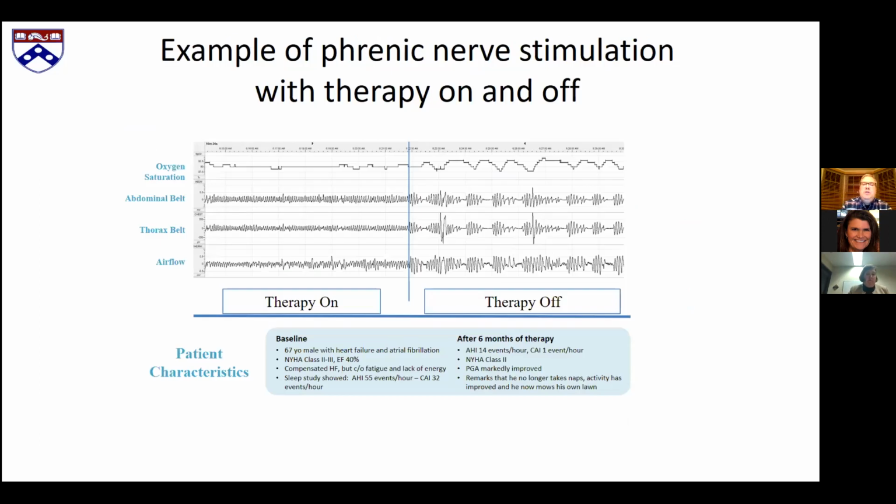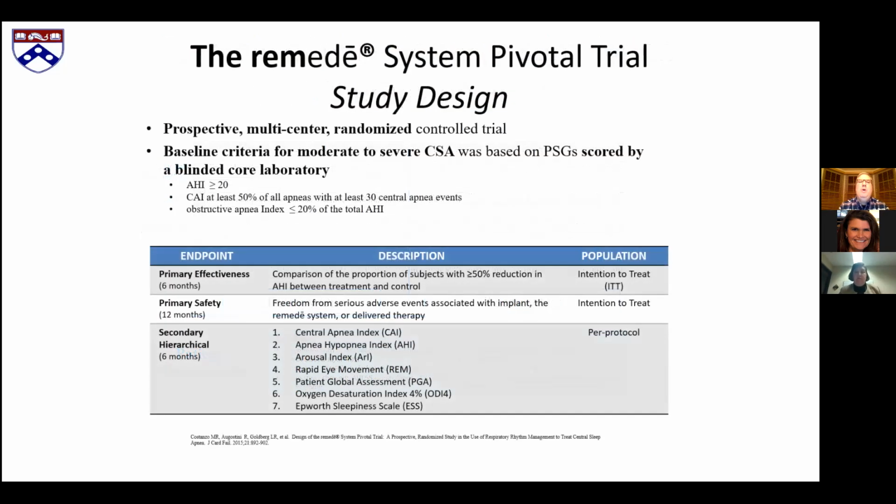And here's what it looks like. On the left panel, you'll see that with therapy on, breathing is pretty regular throughout the entire time period. And then with therapy off, you can see that the patient develops Cheyne-Stokes respiration with pauses and significant oxygen desaturations at the beginning. So with therapy, the device completely got rid of all of the central apnea, at least on this tracing. But with it off, we could restore the presence of central sleep apnea. So we know that it's effective, at least in that one case.